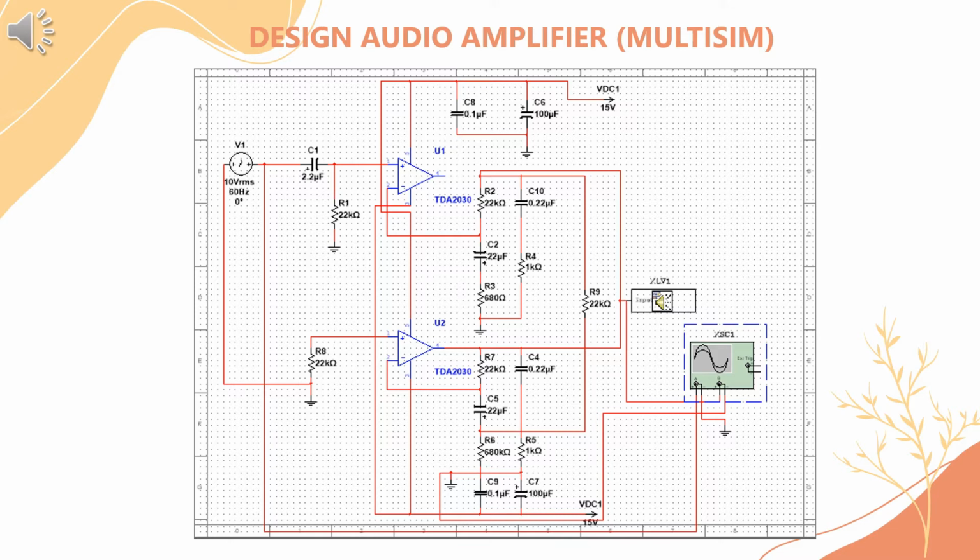TDA 2030 because I think it is a great power amplifier, as I see in the 5-pin form. Then TDA 2030 has high output current and very low harmonic and crossover distortion. Also, this device has short circuit and thermal protection systems.